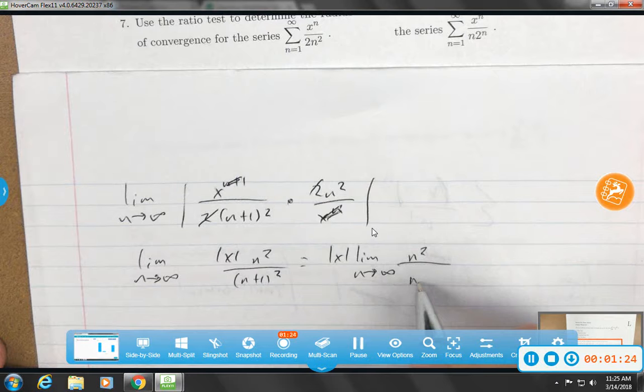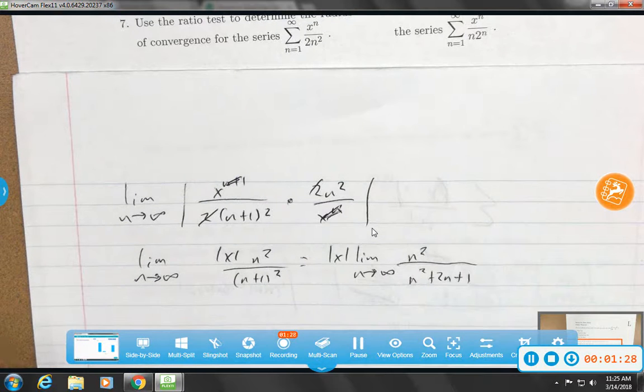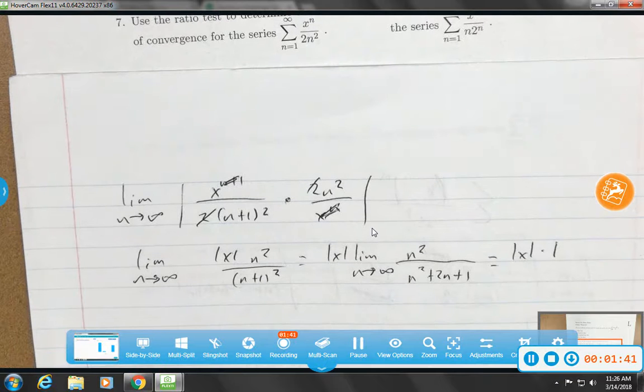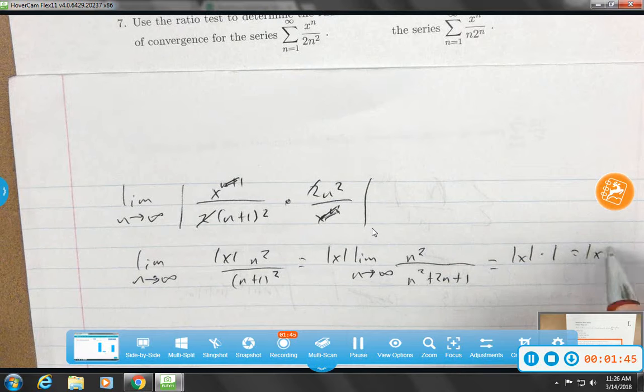I'm going to FOIL the denominator. And so when you do that, you can see n squared on top, n squared on bottom. Those are the highest degrees. Their leading coefficients are both 1. So the limit of what's left is 1. But don't forget that you're still multiplying by absolute value x. So the limit here is absolute value x.